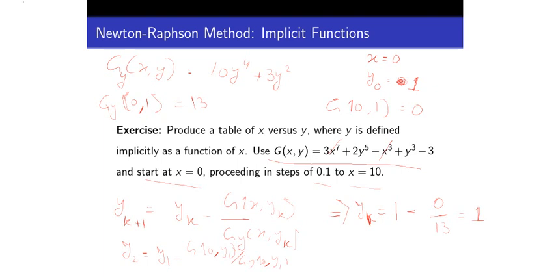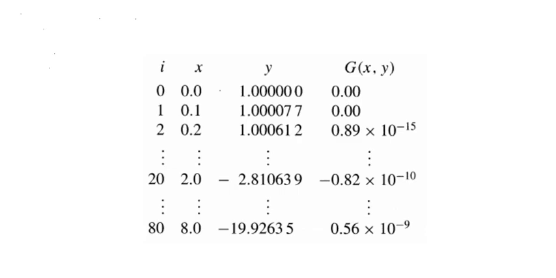Okay, so now the next step is x equals 0.1. Earlier we started with x equals 0, now you start at x equals 0.1. So you fix 0.1, and then find g of 0.1 comma y, and substitute here and find the results. What you will obtain is in the following table.